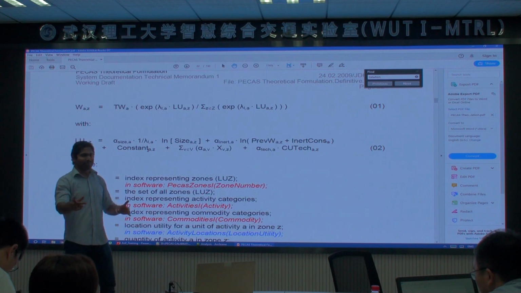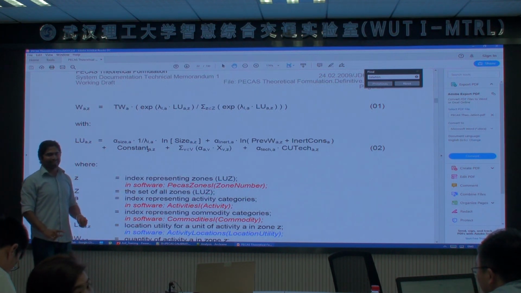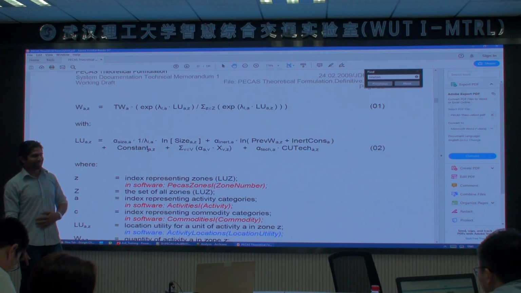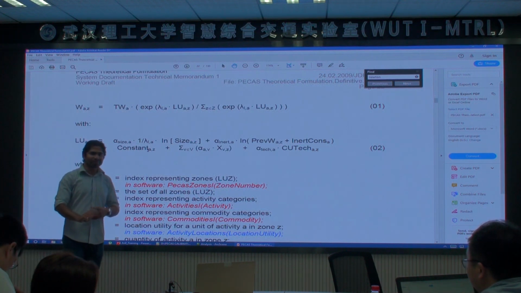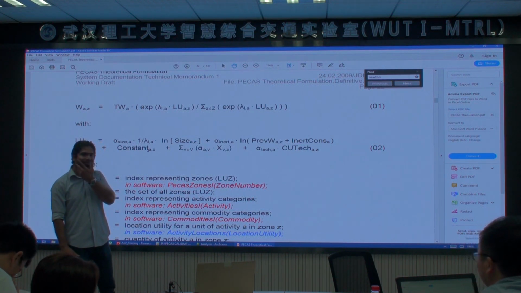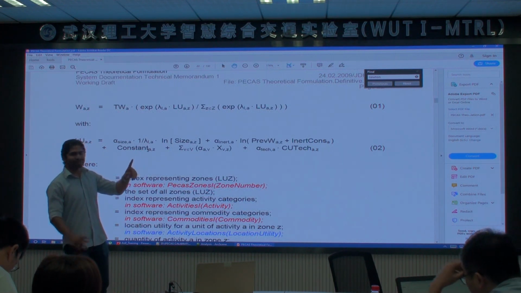So can you explain that? Did you get that? Because this constant comes from the base year. In the base year you have observed data, so you know which zone was actually chosen, and from that you calculate the constant. So we are using the constraints in the base year.